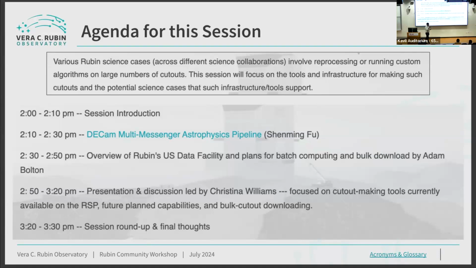So what we'll do is we'll begin with a talk by Shenming about, as an example, what kinds of science is possible with such large-scale processing. This will be DECam processing of data using LSST pipelines. Then we'll move to a talk by Adam Bolton, who will be talking about the USDF. And finally, we'll have a talk by Christina Williams, who will be talking to us about the cutout-making service that is currently hosted on the RSP, and then where it might go in the future. We envision this being a very interactive discussion. The speakers might not have the answers to all your questions, but our hope is that through this discussion, we'll move forward. So first, I would like to invite Shenming to come up here and give the first talk.